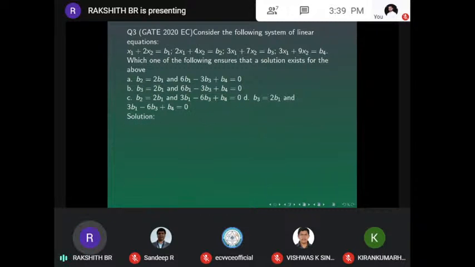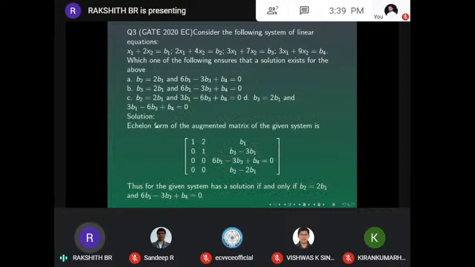Okay. So here, if I consider the augmented matrix and find its echelon form using the Gaussian elimination method, I can see this picture. Actually, I need to delete this equal to 0. It's not there. It is simply 1, 2, b1; 0, 1, b3 minus 3b1; 0, 0, 6b1 minus 3b3 plus b4. So this equal to 0 is not there, I'm sorry for that. The last row would be 0, 0, b2 minus 2b1. So this is the echelon form of the augmented matrix of the given system. The equal to 0 is a typo error.